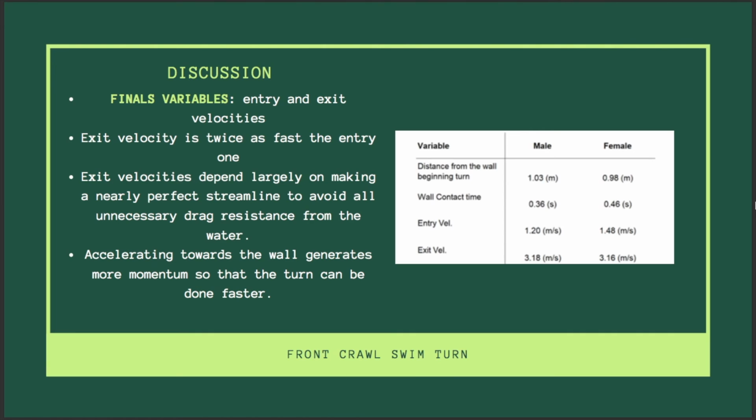The final variables in the graph are the entry and exit velocities. The exit velocity is twice as fast as the entry one. The exit velocities depend largely on making a nearly perfect streamline to avoid all unnecessary drag resistance from the water. Accelerating towards the wall generates more momentum so that the turn can be done faster.